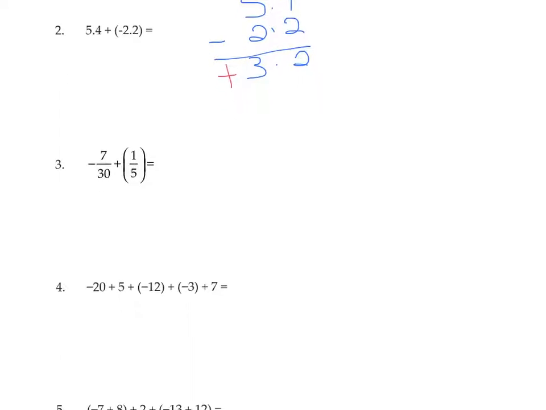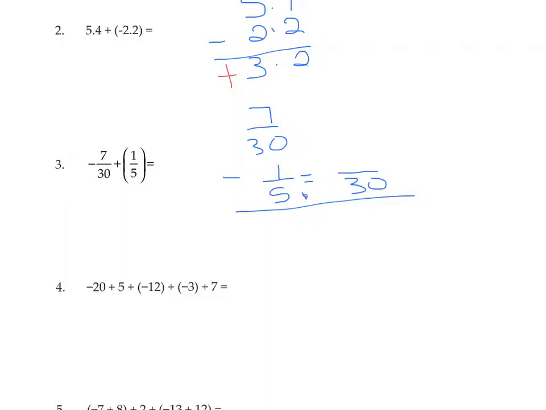Same thing here with fractions. We're going to subtract. So let's see, we have 7 over 30 minus 1 over 5, but they have to have a common denominator. It looks to me like the common denominator for 30 and 5 is 30. So we'll change this one.